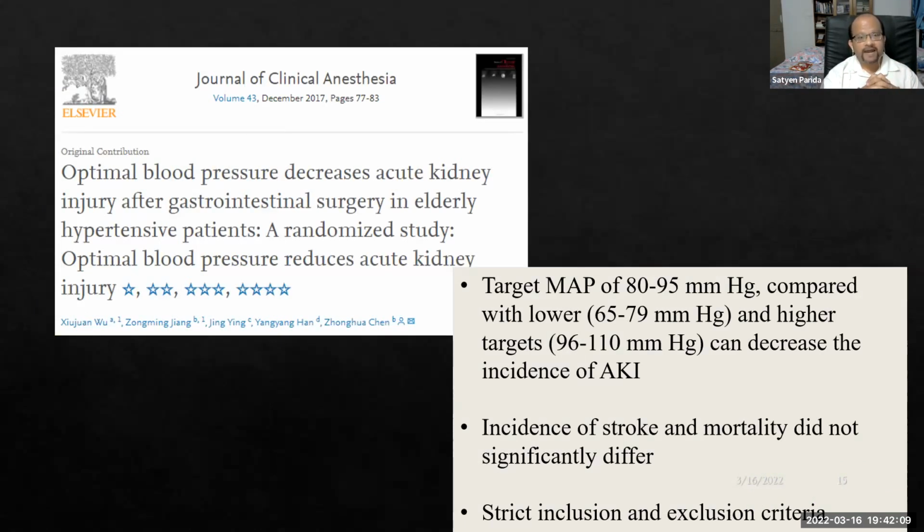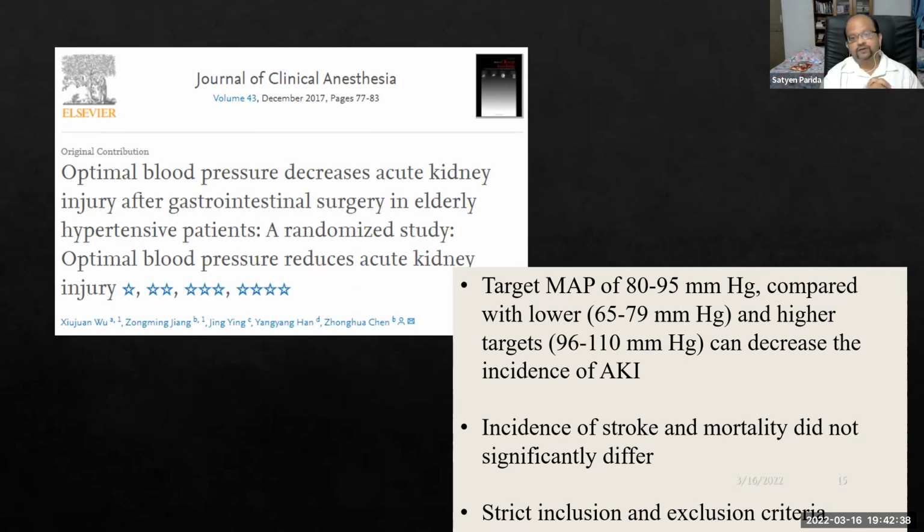Let us come to some randomized control trials then. And this is one such trial which randomized elderly chronic hypertensives into 3 target mean arterial pressure ranges of 65 to 79 millimeters of mercury, 80 to 95 millimeters of mercury, and 96 to 110 millimeters of mercury. The subjects in this study were all undergoing major abdominal surgical procedures.